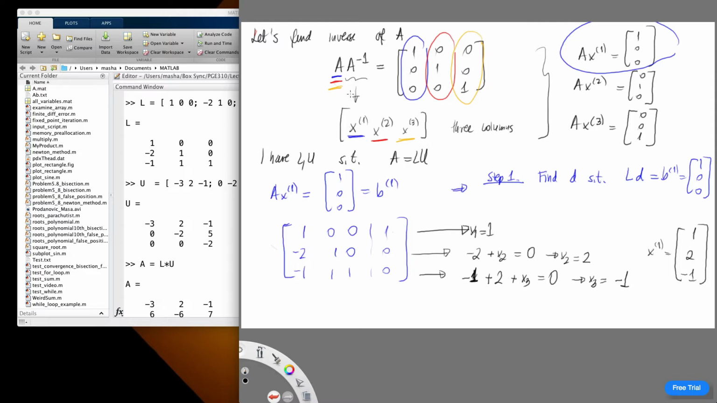Oh, not yet. This was D. Not there yet. So that's my D. Step 2. Now that I have D, now I find X, and I can call it X1, as in just the first one that I'm looking for, such that UX is equal to this D, which is 1, 2, minus 1.